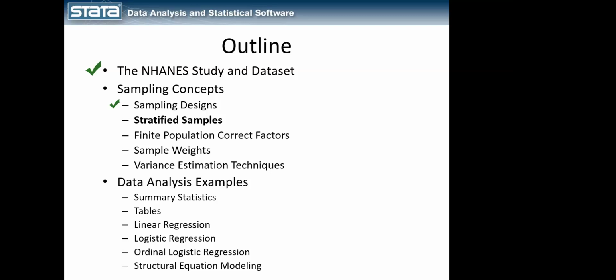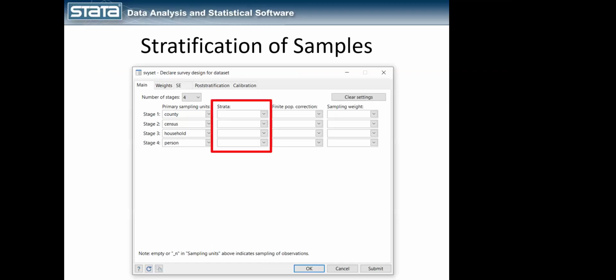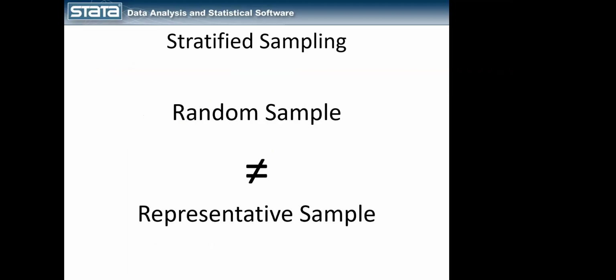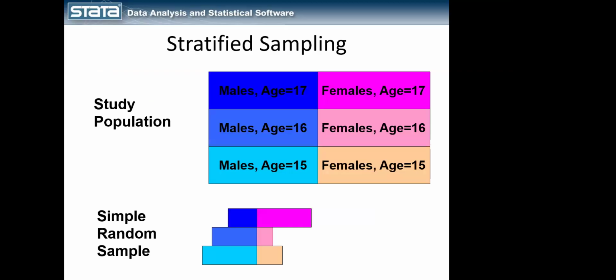Okay, I'll take that as a no. So next up, let's talk about stratification. So that's the next box or the next set of boxes in my svyset dialog box. Remember I said earlier that a random sample does not necessarily equal a representative sample. It can, but that's only if you're lucky. So let's say that we have this study population, and we happen to know from census data or somewhere that the number of males and females is exactly equal, and the proportion of males and females is equal for ages 15, 16, and 17. So we know that's the characteristic of the population.